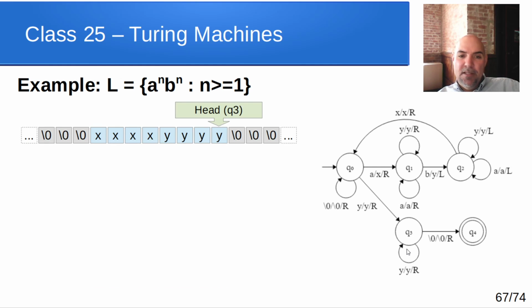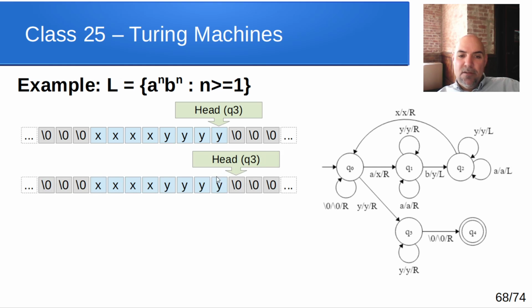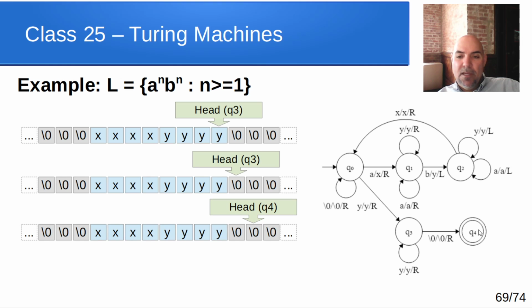And then finally, we consume, or go across that Y, go 1 to the right there. Now we're on the null. And in the null, we leave the null there, move to the right. And at that point, we halt.